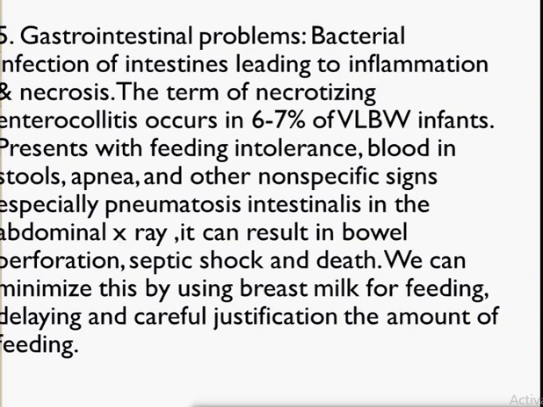We can minimize this by using breast milk, not bottle milk, for feeding. Delayed and careful justification of the amount of milk. طبعا ال NEC في شيء common in the premature baby. We can minimize it by using specific or the best type of milk اللي هو breast milk, and justifying the feeding. يعني ما ننطي أول ما نبدي feeding نبدي whole time. عادة نبدي small و frequent amount. Then if the baby tolerance increase the amount of milk with days.